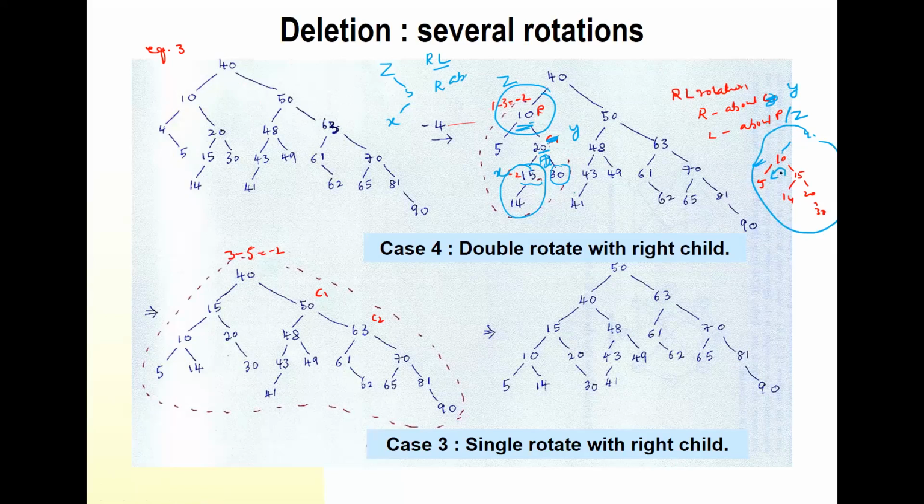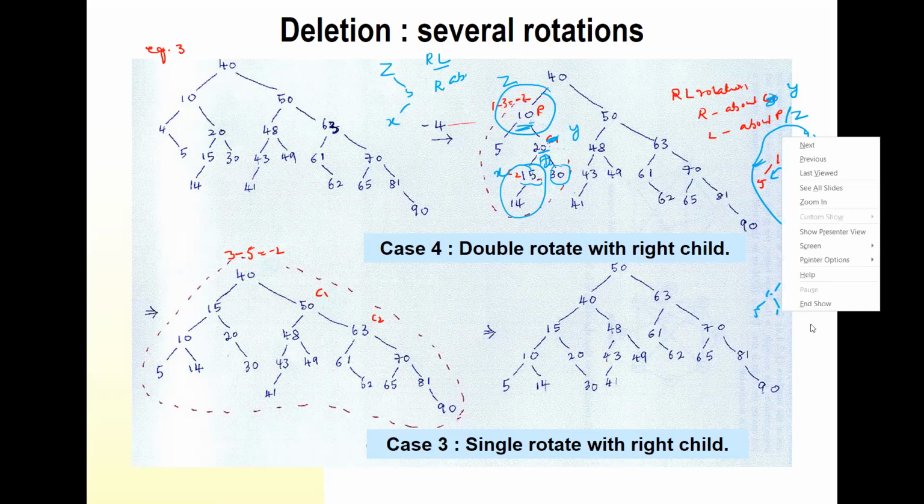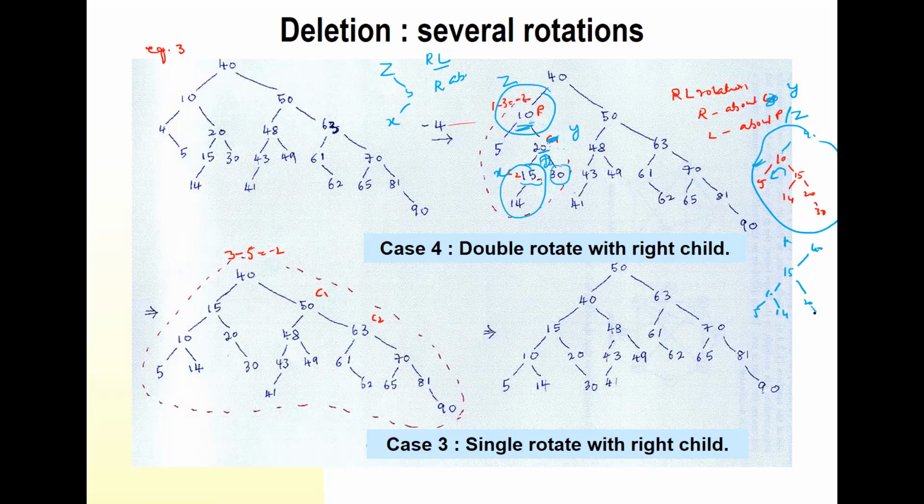So what will the structure become? 15 will come at the upper end, at the place where 40 was, on the left. 10 and 5 will go in this direction, and the left of 15, that is 14, will be taken care of by 10, and 20 and 30 remaining will remain the same. This is the structure after rotation.